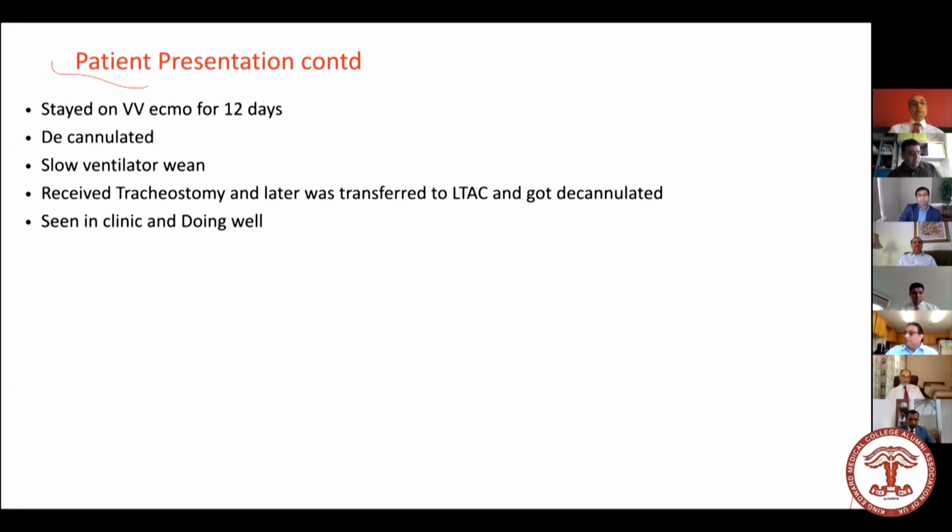So back to our patient: he stayed on ECMO for about 12 days and was decannulated. It was a very slow ventilator wean because patients like this develop fibrosis. Thank you. And then the patient was seen in the clinic and actually is doing well.